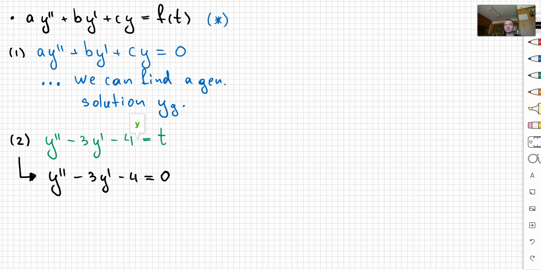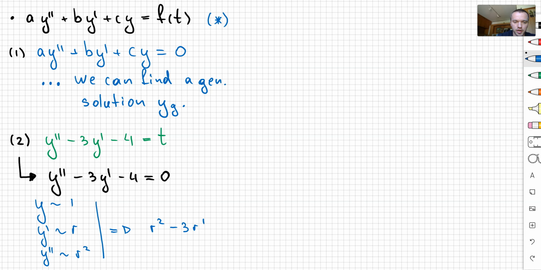And then to solve this differential equation, what do we need to do? We're going to replace y with 1, y prime with r, and y double prime with r squared. So in other words, we're going to generate this quadratic equation, which is r squared minus 3r minus 4 is equal to 0. And then by factoring this quadratic equation, you're going to obtain (r plus 1) times (r minus 4) is equal to 0. So we're going to obtain two roots, r is equal to -1 and r is equal to 4.